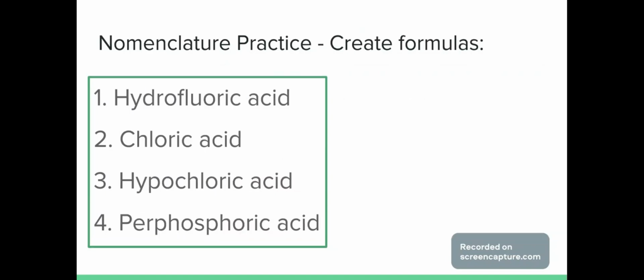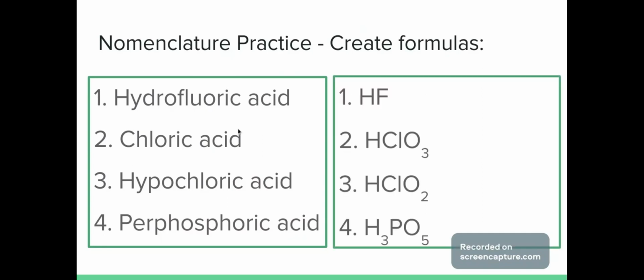And then we're going to try writing the formulas for these. So the first one, you see hydro at the beginning, so you know this is a binary acid. So all you have to do is determine what fluor means, which is fluoride, and you have your formula here. And then you have chloric acid, and you know ate goes to ic, so you're looking for chlorate as your anion. And see here, chlorine is in the elbow, so it's going to have 3 oxygens. And here's your acid, because chlorate has a 1- charge, and it'll cancel out that.